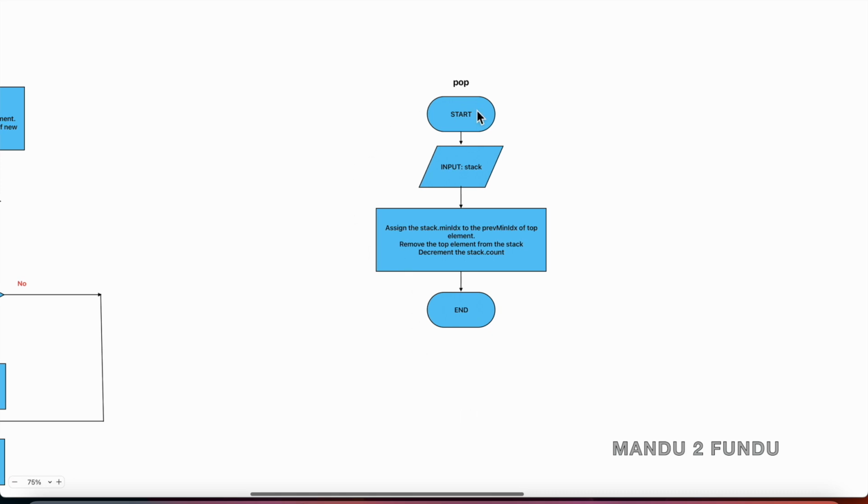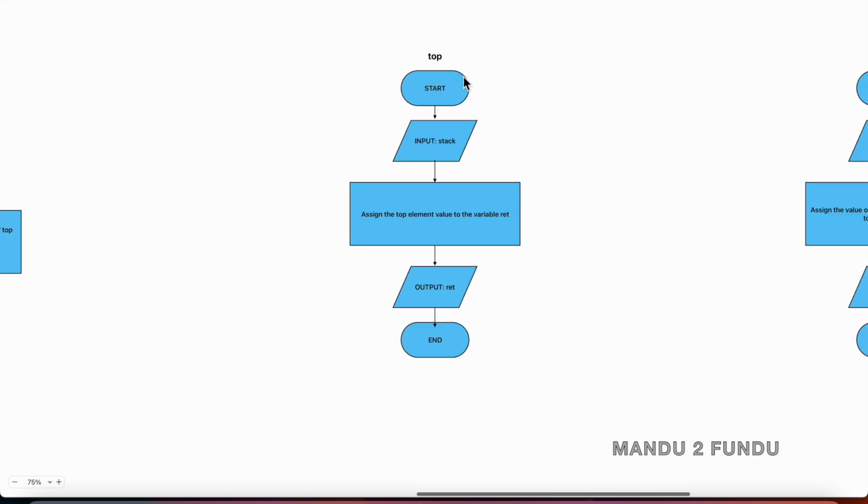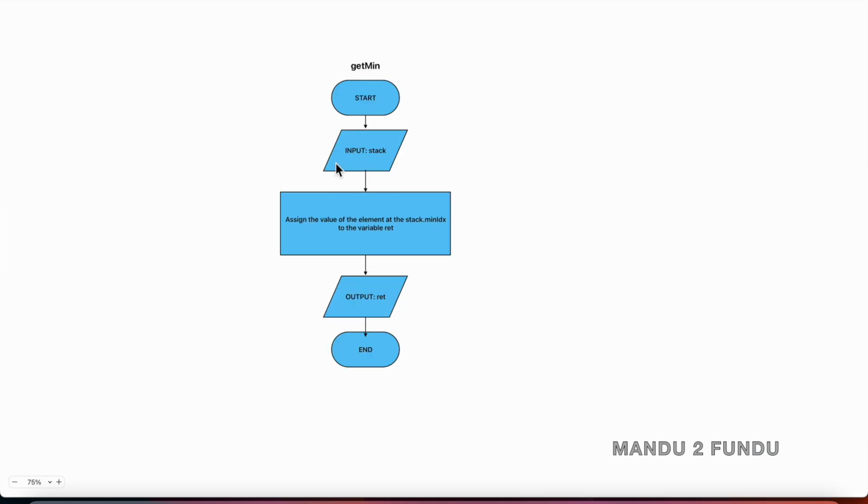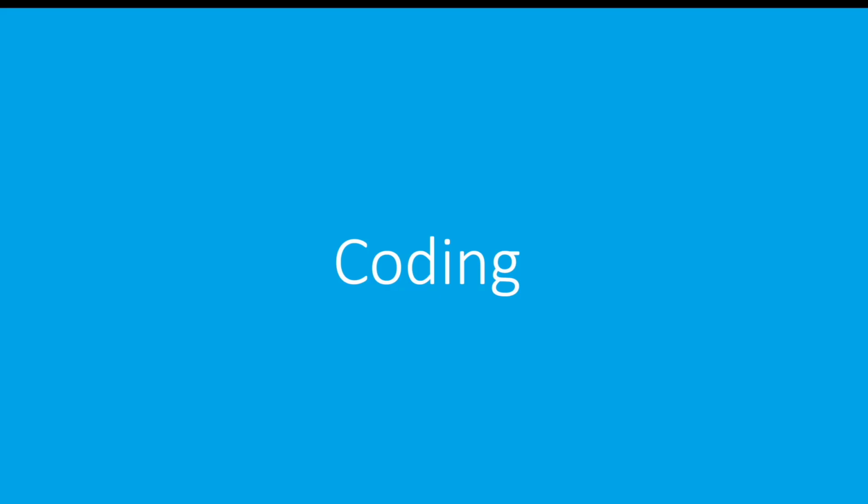So the flowchart for the pop operation, the input is stack. When we pop an element, we have to update the minimum index of the stack with the previous minimum index value of the top element. Okay, and then we remove the element from the stack and we decrement the stack count. The top operation simply return the top element, and the get min operation, the input for this procedure is stack, and this operation return the value present at stack min index. Let's move on to coding.